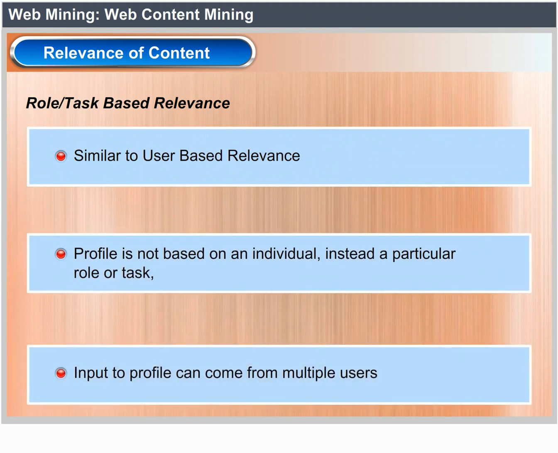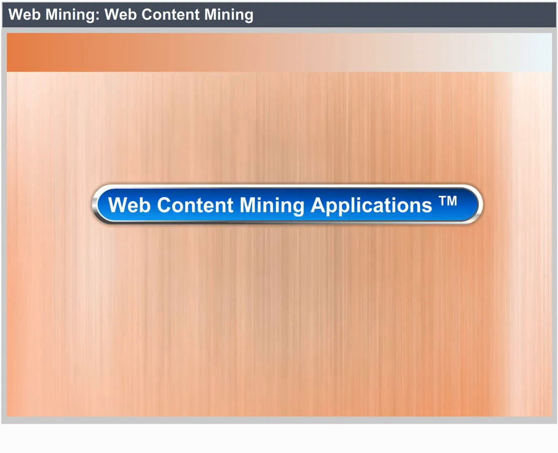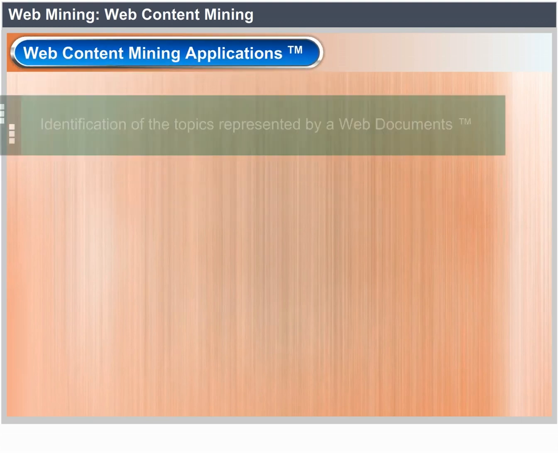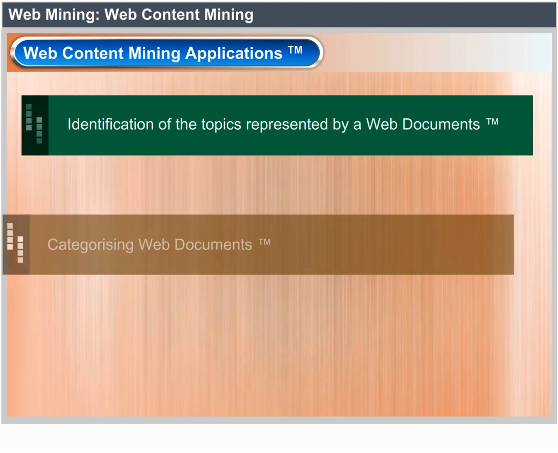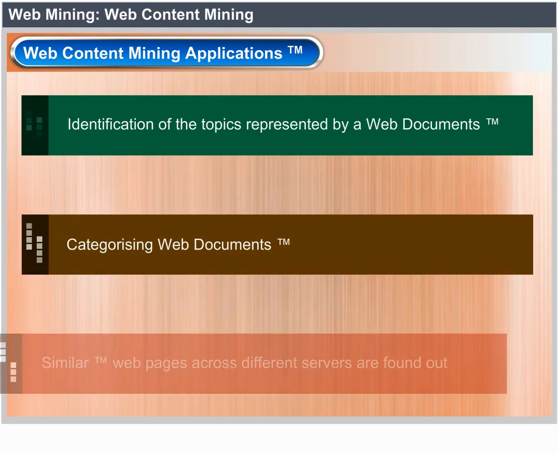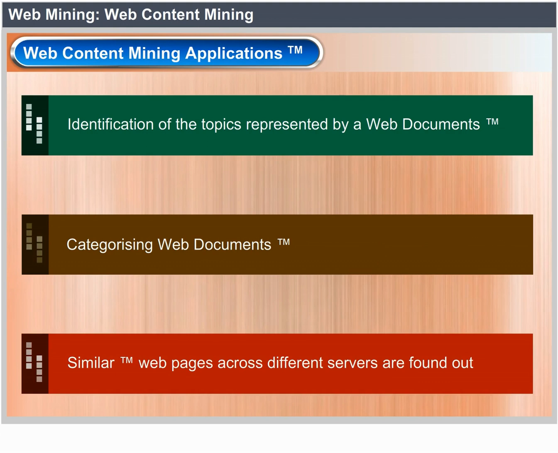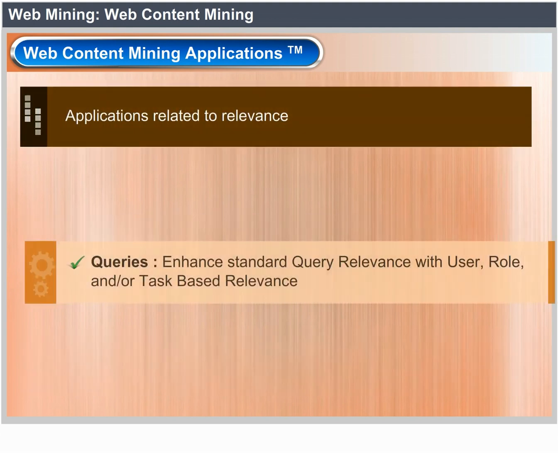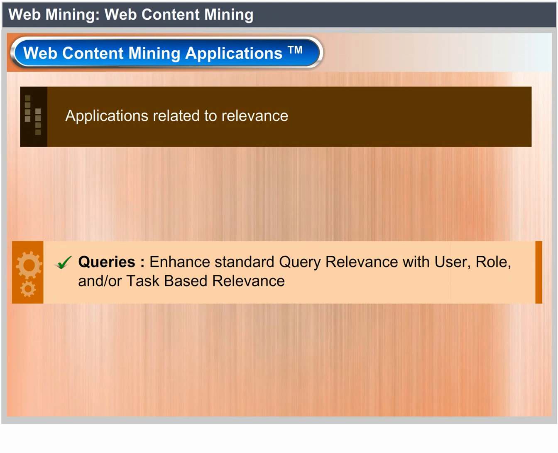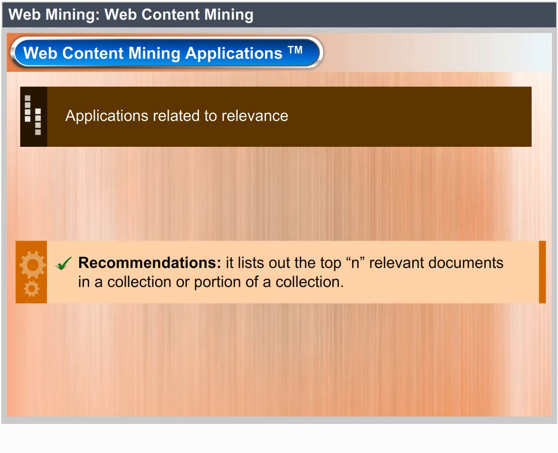Web content mining applications. Identify the topics represented by web documents. Categorize web documents. Find web pages across different servers that are similar. Applications related to relevance. Queries: enhance standard query relevance with user, role, and/or task-based relevance. Recommendations: list of top relevant documents in a collection or portion of a collection. Filters: show or hide documents based on relevance scores.